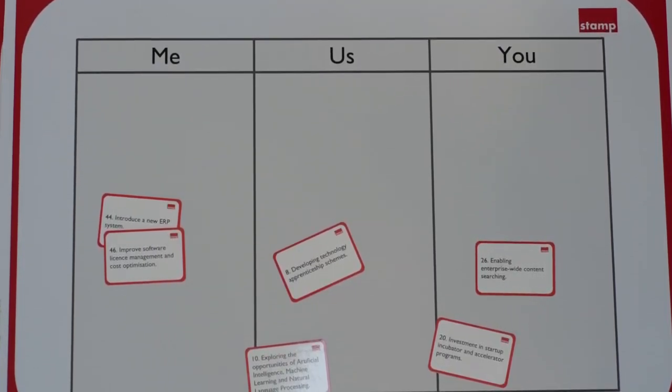Key thing here is it's a quick way to get the sorts of discussions about priorities out in the open, using some external stimulus and input to allow conversations to happen that might otherwise be difficult to do. So that's the Me, Us, You game.